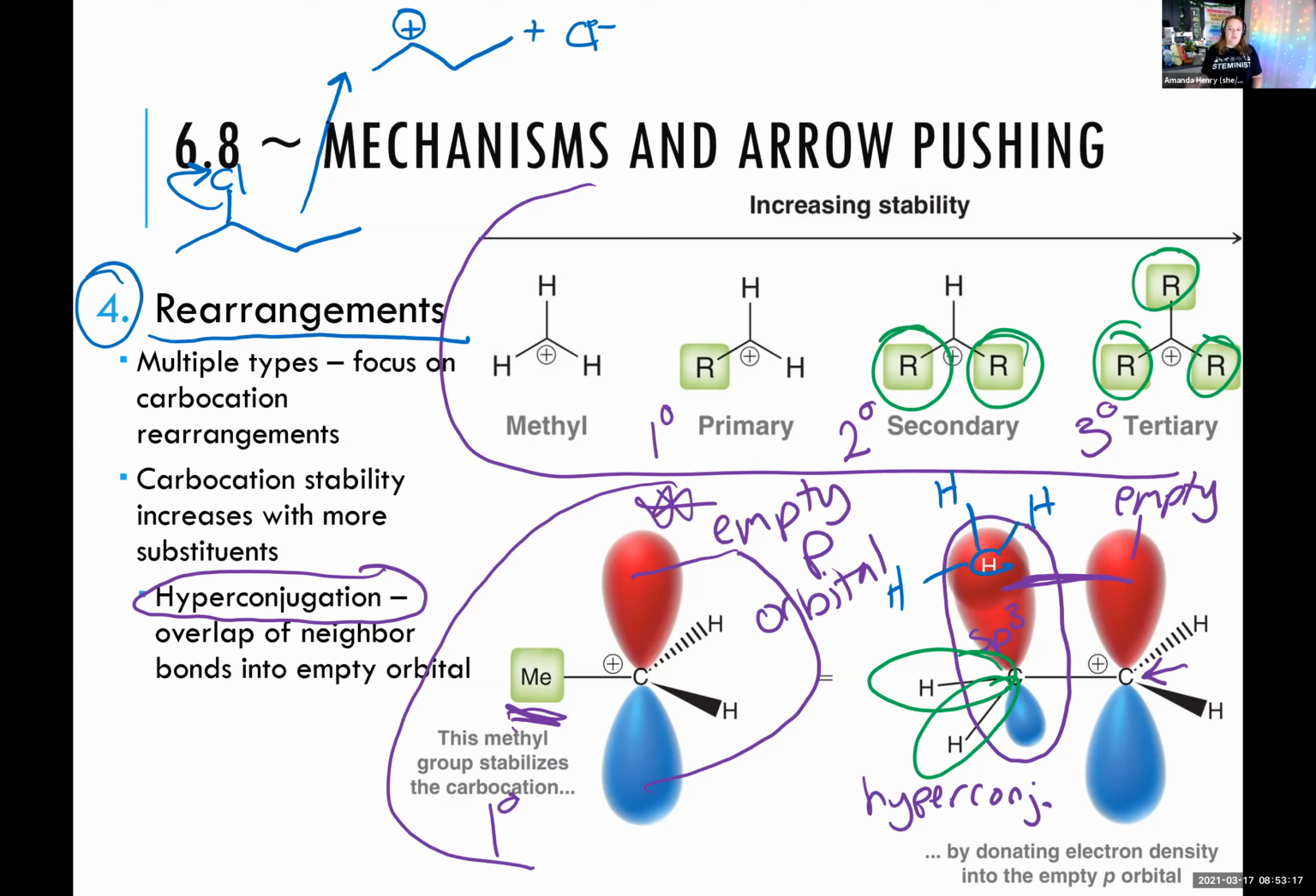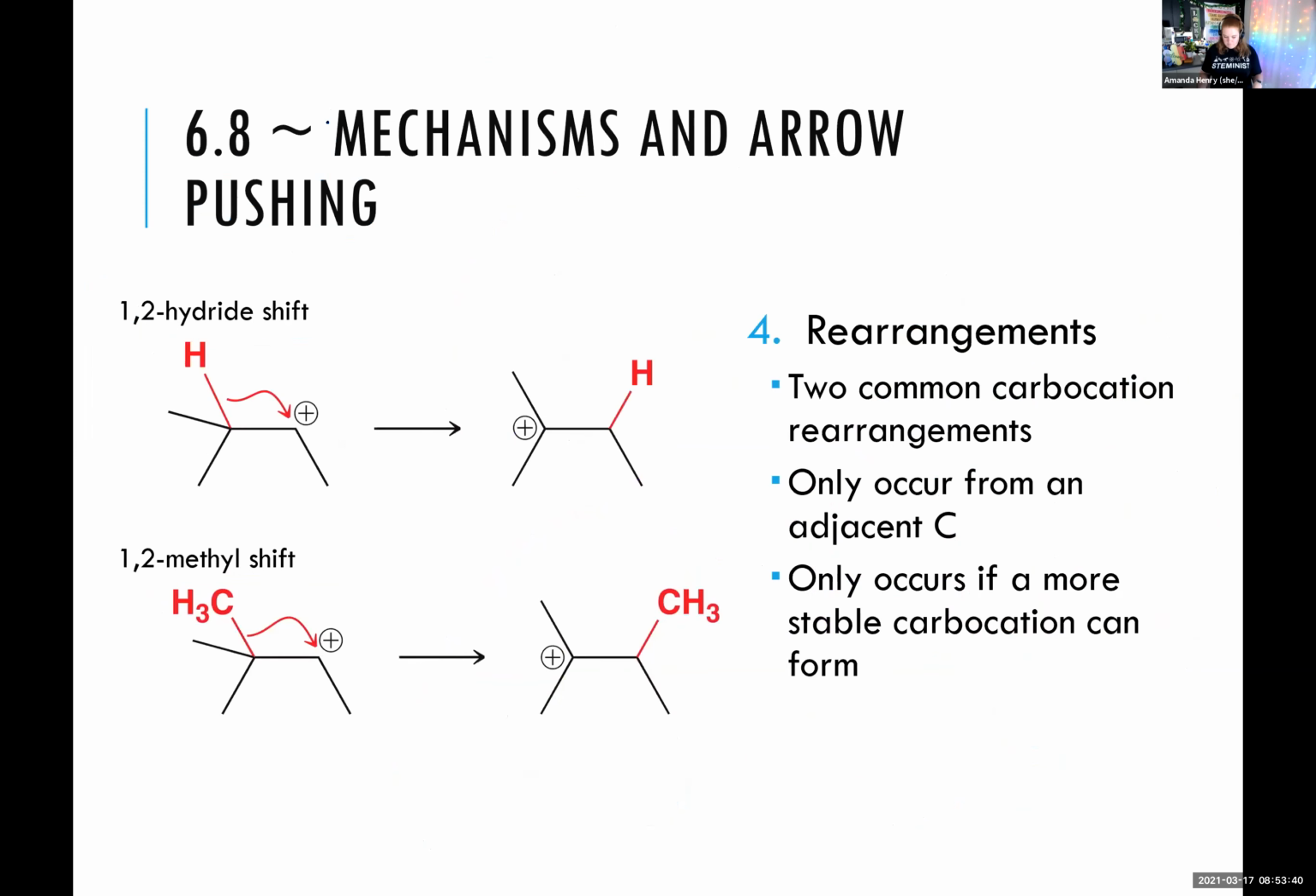Once we have a carbocation in an intermediate, this 4th type of rearrangement can happen. What happens is that a rearrangement can occur, which means either a hydrogen or a methyl group can move in order to create a more stable carbocation. So there are 2 ways this can happen: a 1,2 hydride shift or a 1,2 methyl shift.